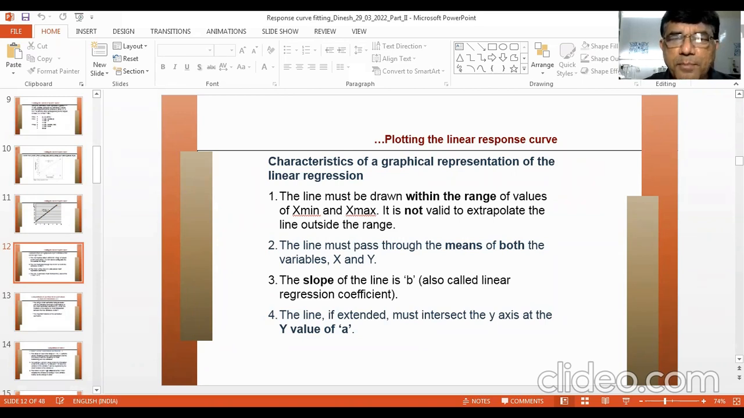The line must pass through the means of both the variables x and y. If it is genuinely linear, then it must pass through the mean of both x and y. The slope of the line is b, also called the linear regression coefficient. It is the change in y associated with a unit change in x. The line, if extended, must intersect the y-axis at the y value of a. That means at zero level, what is the value of y? That is represented by a, or the intercept.